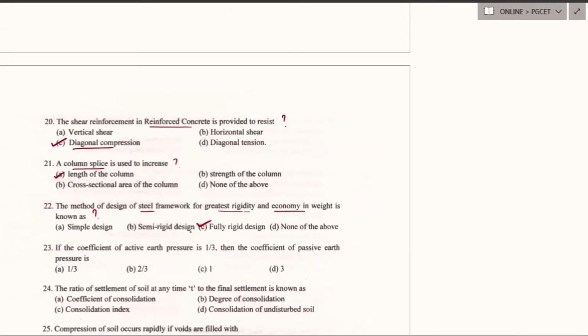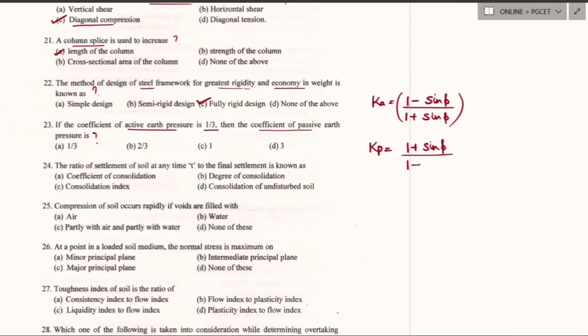Option C is the right answer. Question number 23. If the coefficient of active earth pressure is 1 by 3, then the coefficient of passive earth pressure is. We know that coefficient of active earth pressure is calculated by the formula 1 minus sin phi divided by 1 plus sin phi.